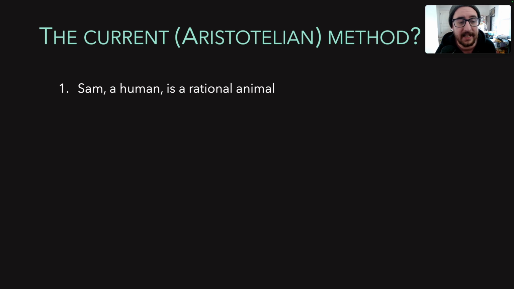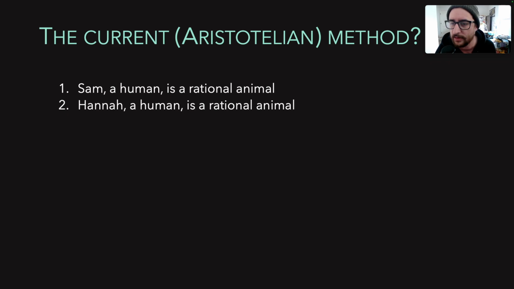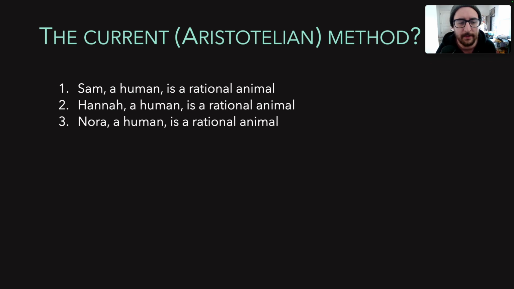Previously, maybe I see Sam, and Sam's a human. I discover that Sam is a rational animal. And then I see Hannah, she's a human, and I discover she's a rational animal. And then I see Nora, see that she's a human, see that she's a rational animal. And now I see all these examples, and I have these gathered up in my memory.